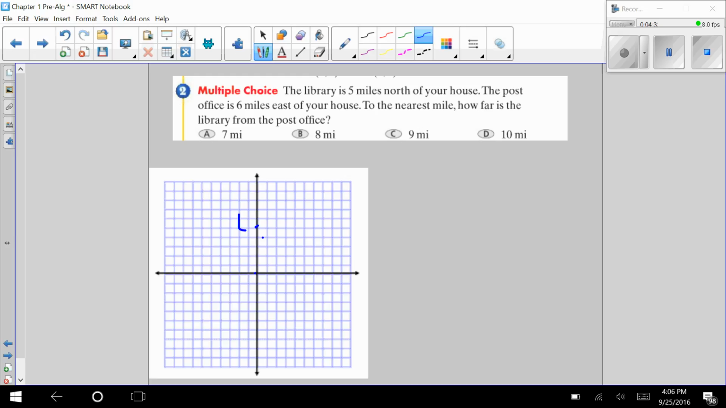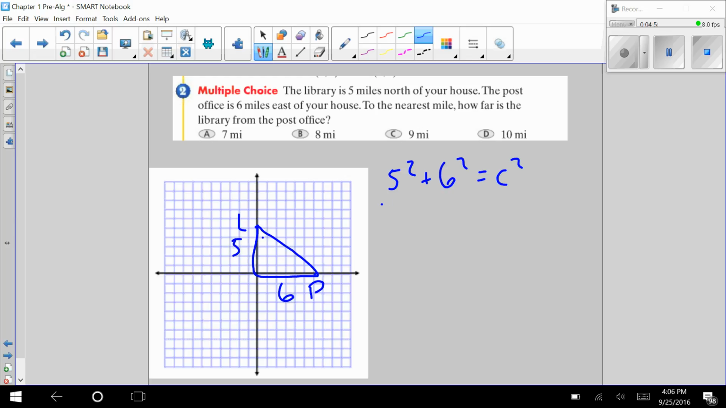Let's call it L. 6 miles east is to the right. There will be the post office. Let's call it P. And we've got our triangle. We want to find the hypotenuse. We know that the vertical is 5. The horizontal is 6. So we'll use 5 squared plus 6 squared equals c squared.